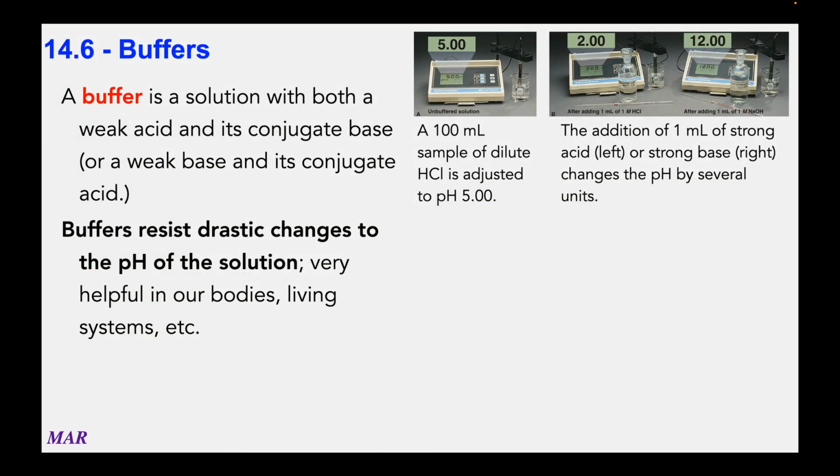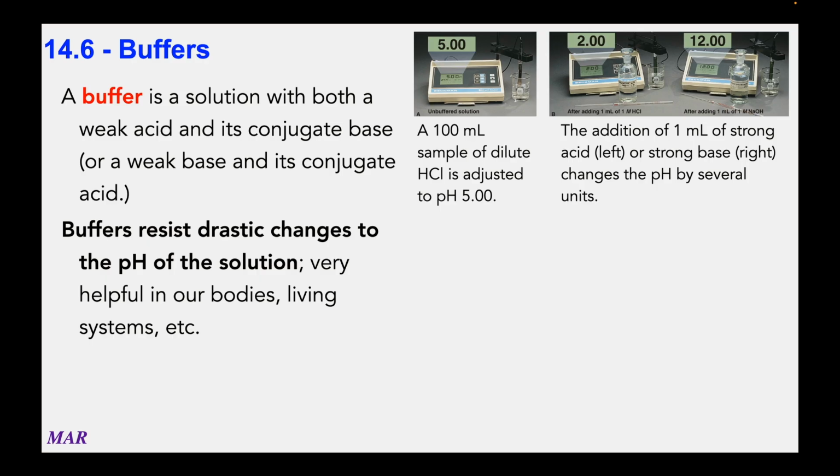A buffer is a fascinating substance that has both a weak acid and its conjugate base, or a weak base and its conjugate acid. Now, strong acids and strong bases don't exist with each other at all. They'll fight each other constantly, and they'll destroy each other if they're ever around. But a weak acid and a weak base are more mellow, and they will hang out with their conjugates in the same solution in general, which is pretty crazy.